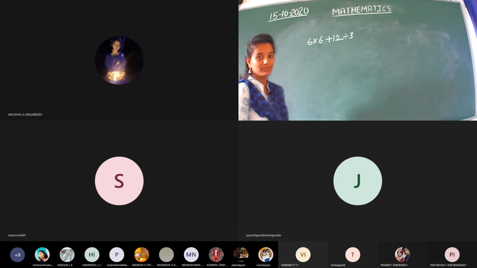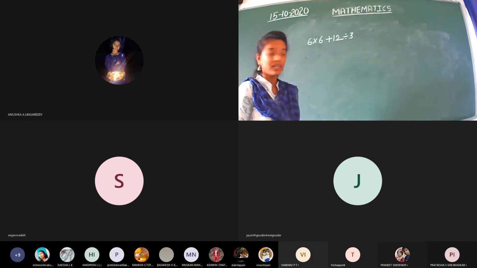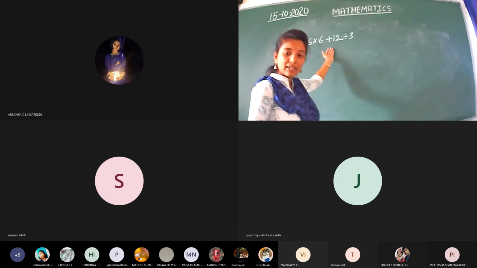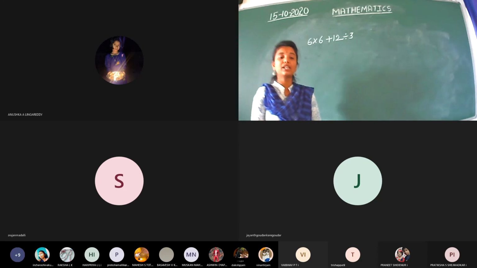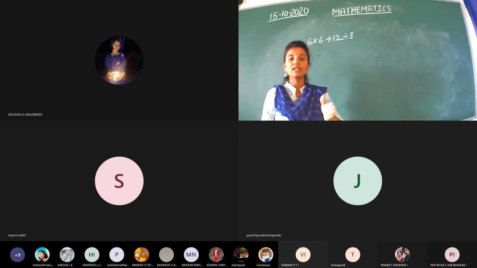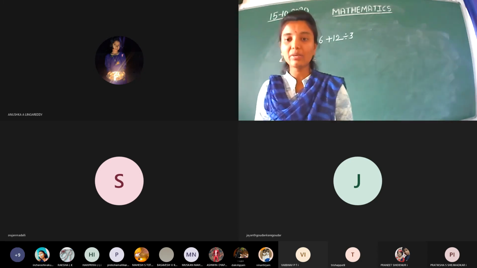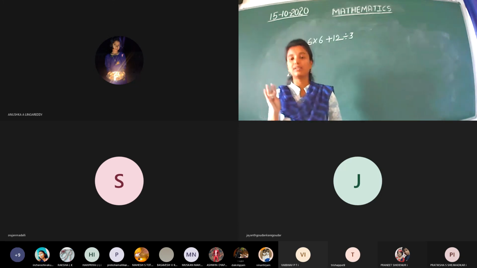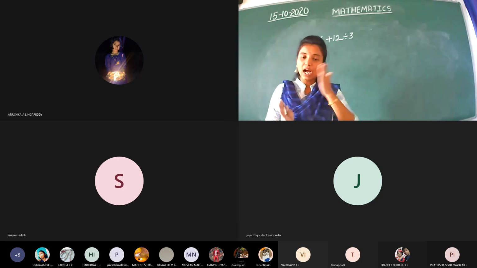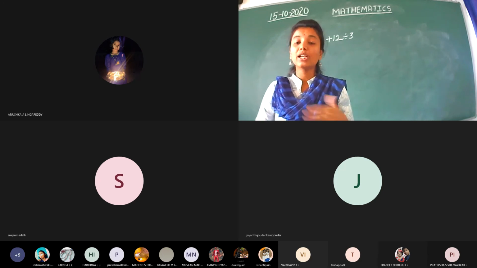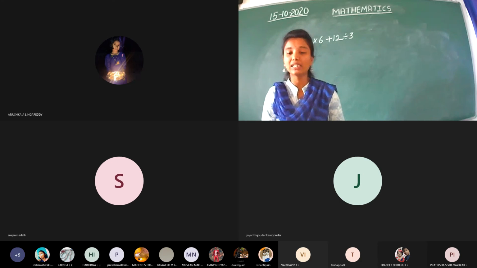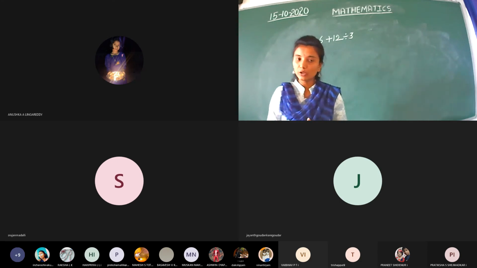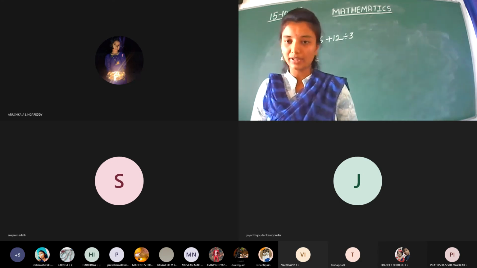How can we solve this one? It contains addition, multiplication and division. See, in mathematics, if we use one method, two methods or three methods, any method, we will get the same answer. This is the mathematics rule. Whichever method you use, the answer will be the same.